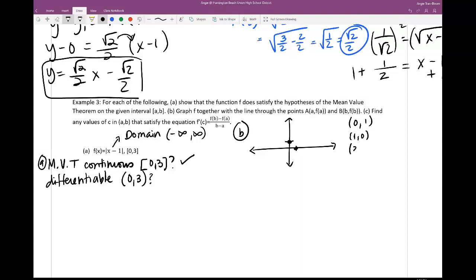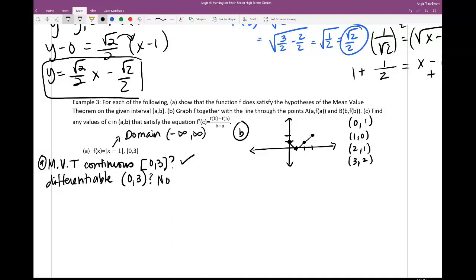When x is 2, 2 minus 1 is 1. When x is 3, 3 minus 1 is 2. So as you can see, it's continuous, but is it differentiable from 0 to 3? The answer is no, it isn't. See the corner right there? So it's not differentiable.